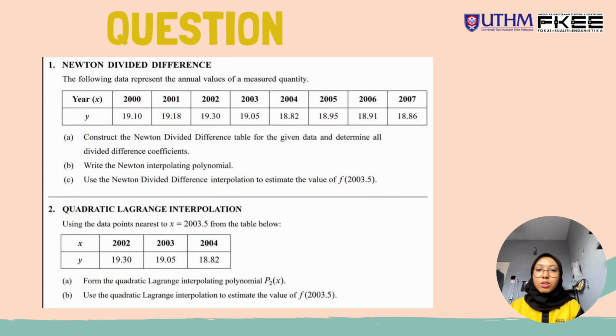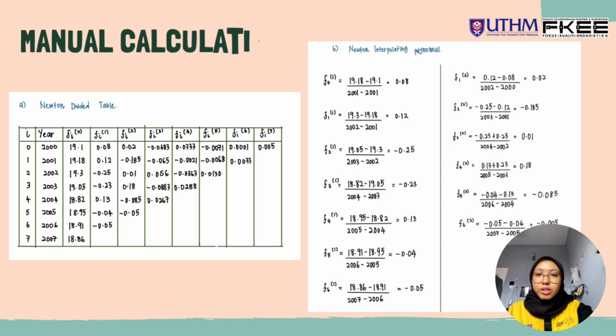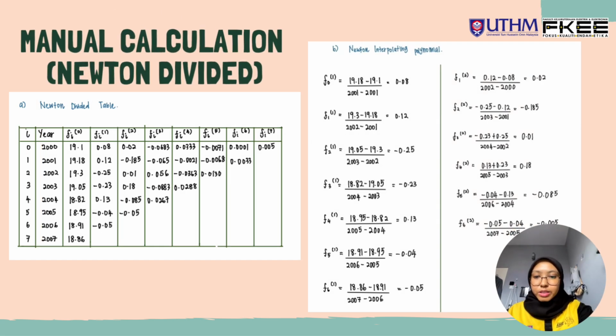To complete and answer all the questions, our group chose the methods Newton divided differences and also quadratic Lagrange interpolation. For the manual calculation of Newton divided, firstly we need to make a table and list down all the information, which is I list the year 2000 until 2007, and then at the right side I make a manual calculation for the Newton interpolating polynomial, and then after we make the manual calculation, we put the answer inside the table.